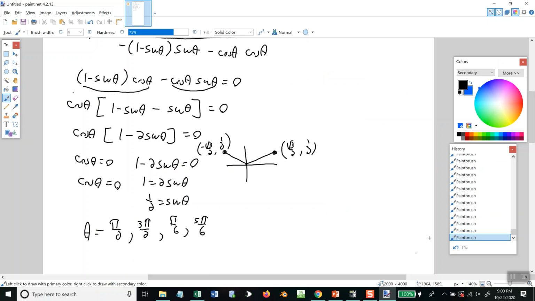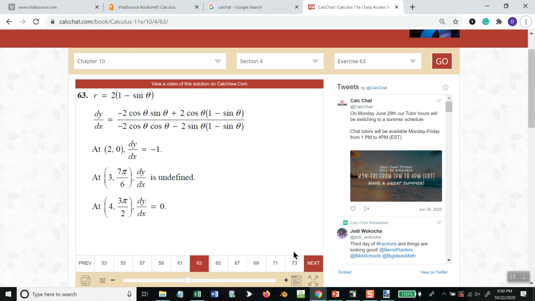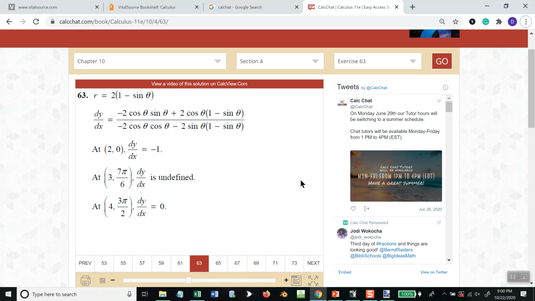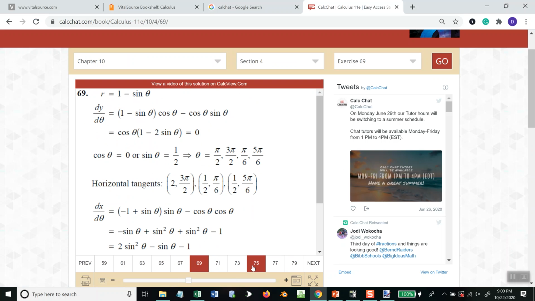I looked at CalcChat just because I like to make sure I'm showing you the right technique. And what is it? 69. They come up with pi over 2, 3 pi over 2, pi over 6, 5 pi over 6. So that's what you get when you solve the equation. But then they say the horizontal tangents, they use the 3 pi over 2, they use the pi over 6, they use the 5 pi over 6. They dropped the pi over 2.